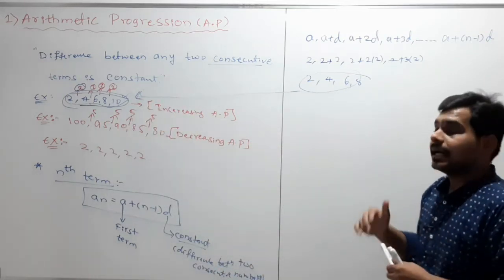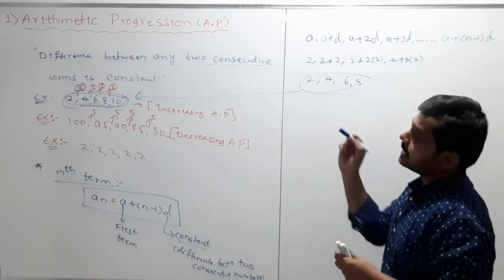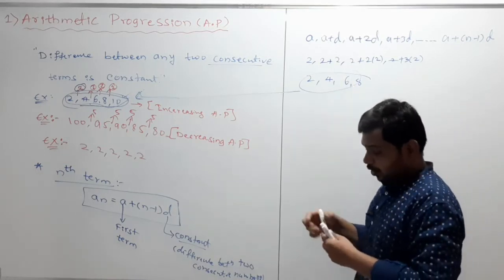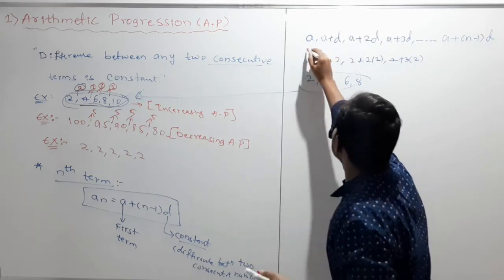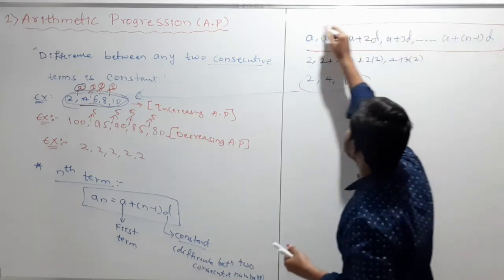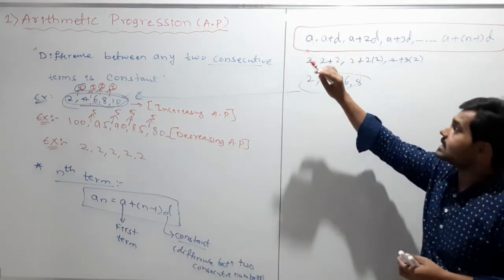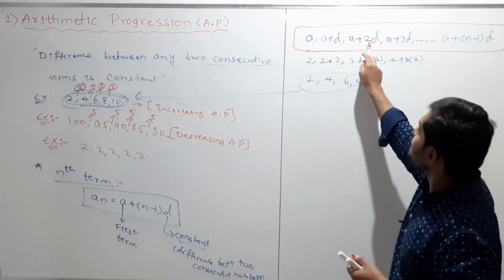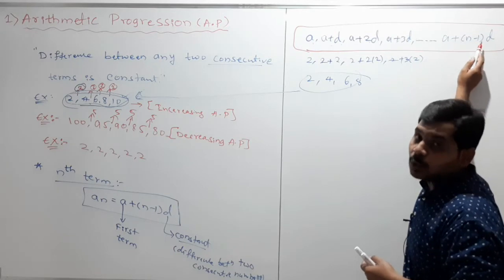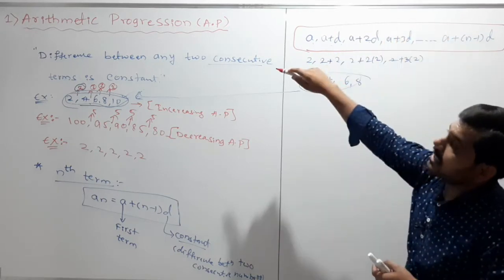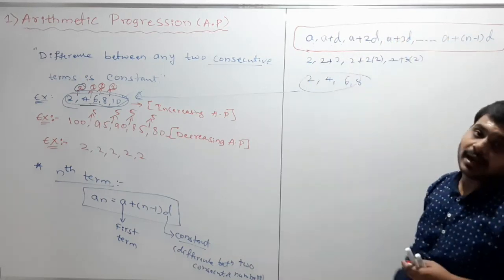So what does it indicate? It indicates that in an arithmetic progression the terms will be in this pattern. The first term is a, and then a + d, a + 2d, a + 3d, up to a + (n - 1) d. The elements in an arithmetic progression are always in this pattern.